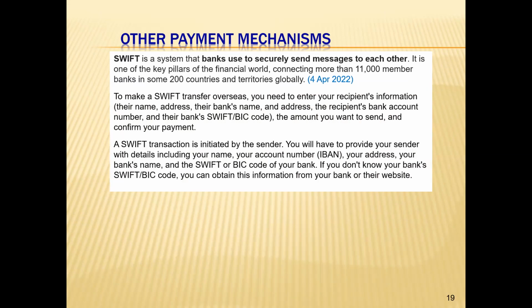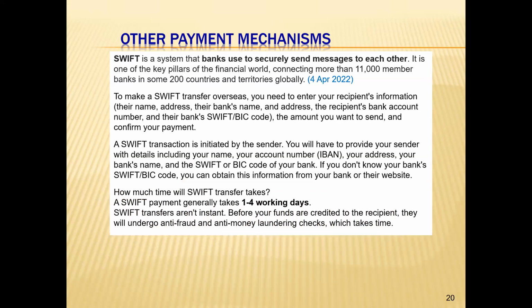A SWIFT transaction is initiated by the sender. You will have to provide details, including your name, your account number, your address, your bank name, and the SWIFT or BIC code of your bank. If you don't know your bank's SWIFT or BIC code, you can obtain this information from your bank or on their website. SWIFT payments generally take anywhere from 1 to 4 working days. The transfers aren't instant. Before your funds are credited to the recipient, they will undergo anti-fraud and anti-money laundering checks, and these take time.